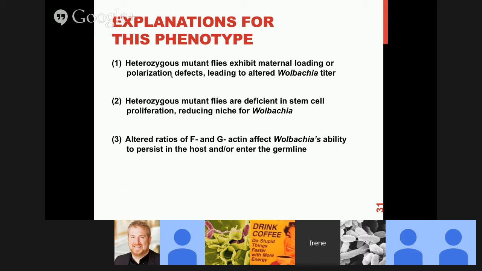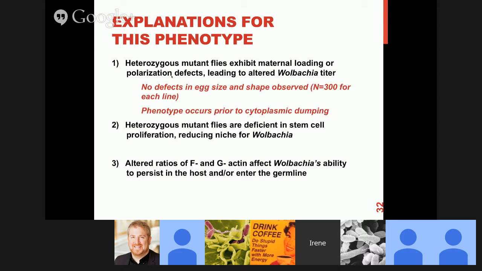One way that we looked at this potential defect of maternal loading is by characterizing the shape and the size of different eggs that are laid by these lineages. We counted 300 different eggs for each of these different lines, and we saw no difference in egg size or in shape and morphology. And importantly, the phenotype that I've shown you occurs prior to cytoplasmic dumping.